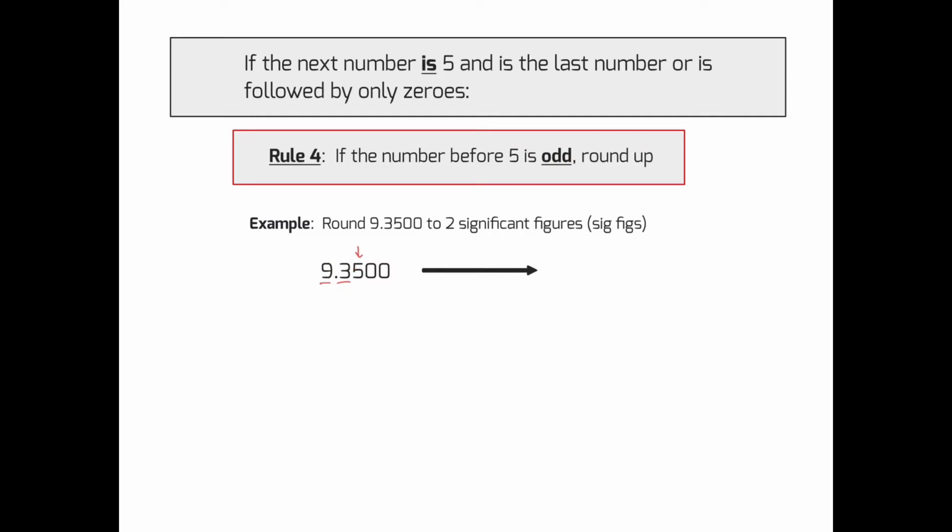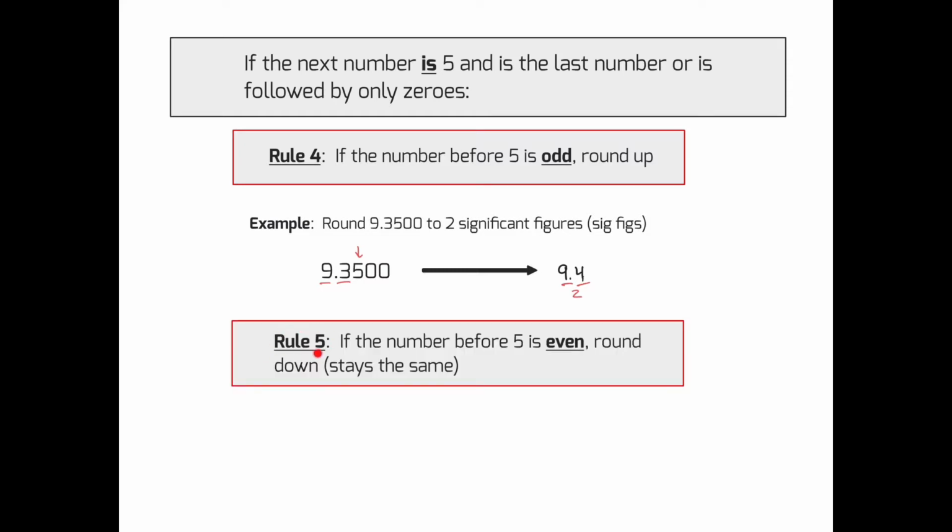Again, we count off 2 significant figures and look at the next number, which is 5, and this 5 has only zeros after it. So these rules apply. Because our 3 here, the number before the 5, is odd, we round this 3 up to a 4. And we get 9.4, which has 2 sig figs.